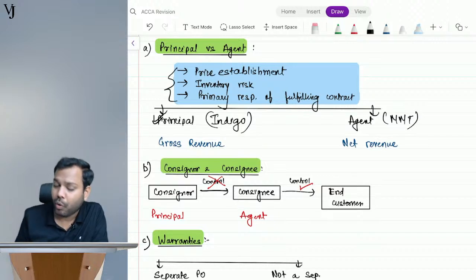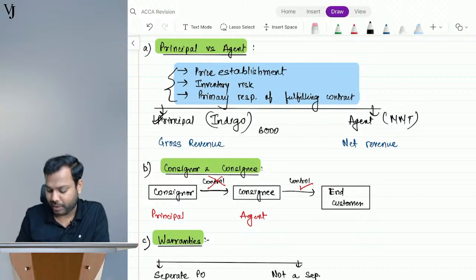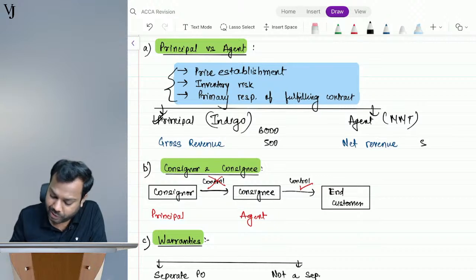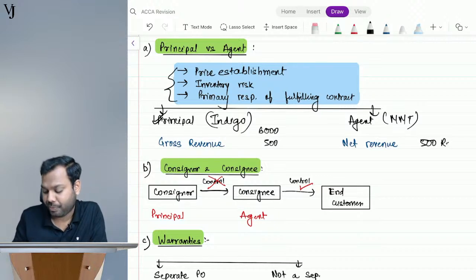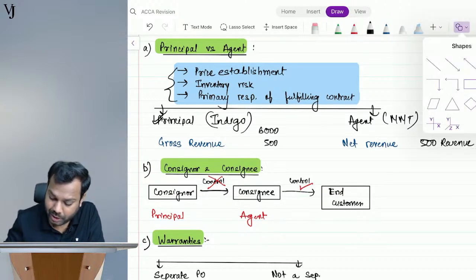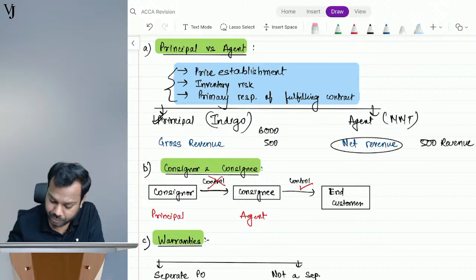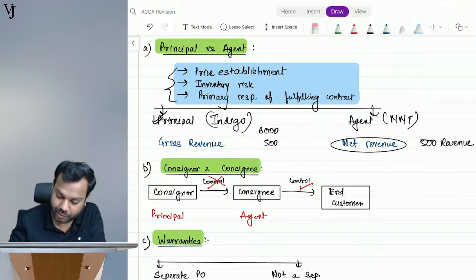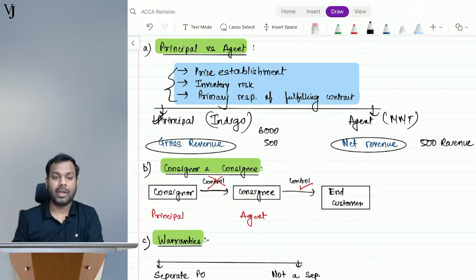Now comes the question, how will they recognize revenue? Indigo will recognize 6,000 as revenue and 500 as commission expense, and the agent will recognize 500 as revenue. Is it clear, everyone? So basically the agent will recognize net revenue, and the principal will recognize gross revenue. I believe it is clear to everyone.